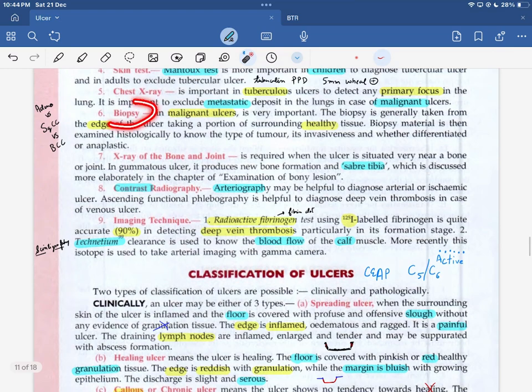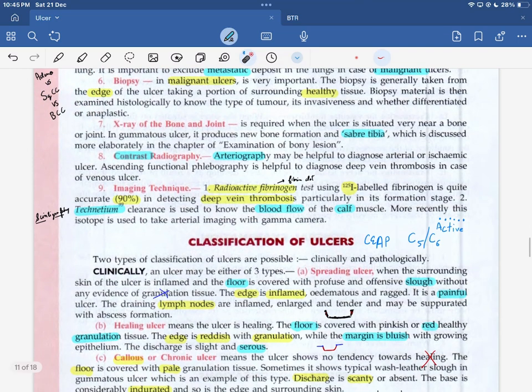So the biopsy is very important obviously in cases of malignancy, right? For a malignant ulcer, we generally take the biopsy from the edge. This is important again, the edge is taken, right? So that we have some of the healthy tissue and some of the malignant tissue, and we can differentiate things like adeno versus squamous versus basal cell.